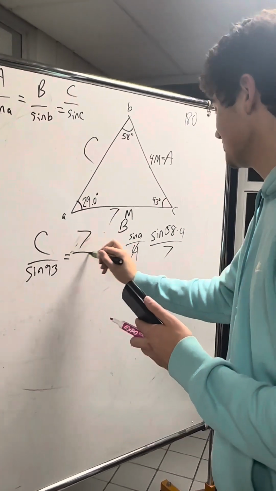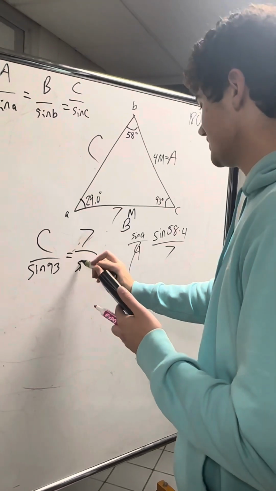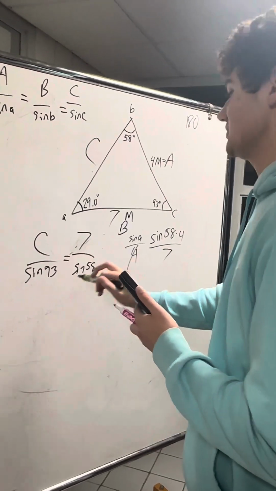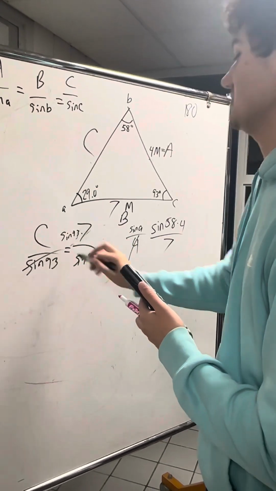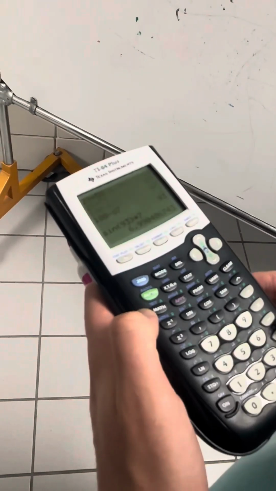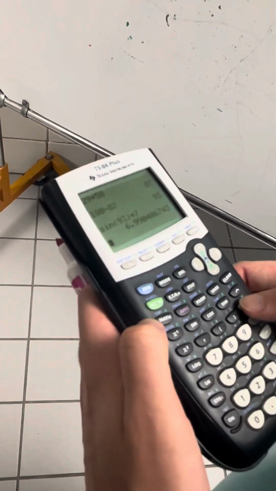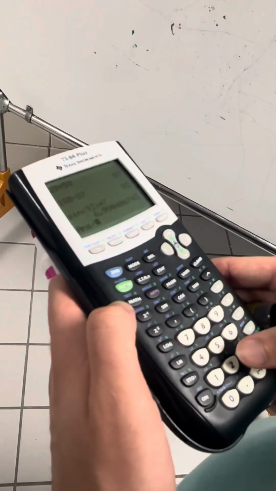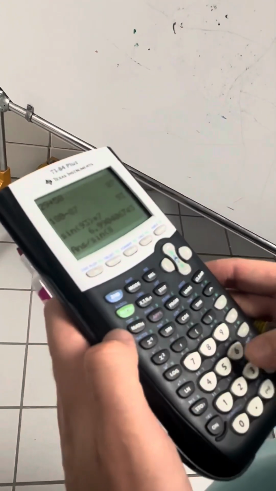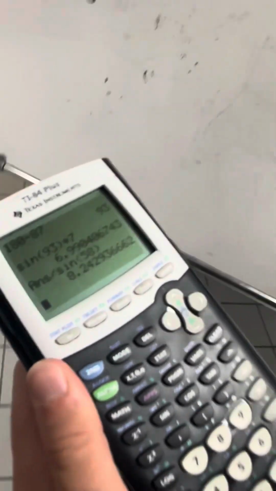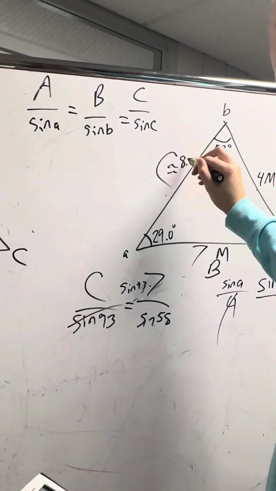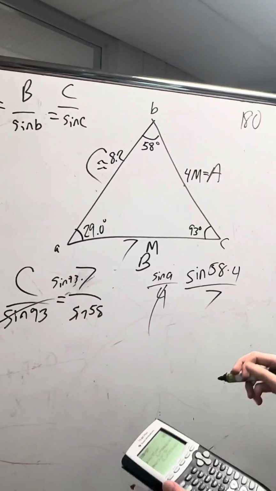So 7 over sine of 58. So we multiply that over here. So sine of 93 times 7 equals that. And then we divide that by the sine of 58. 8.2. We rounded, so 8.2. And that is a finished triangle, my friends.